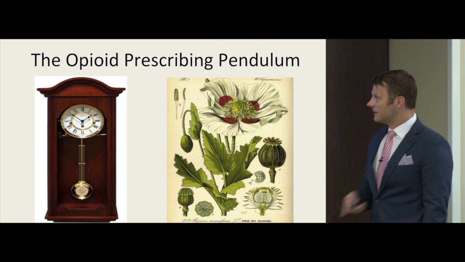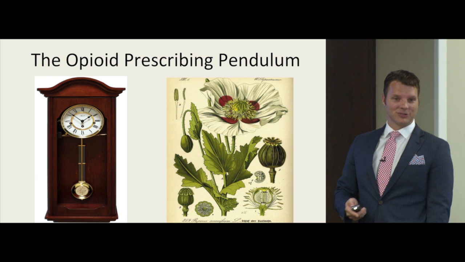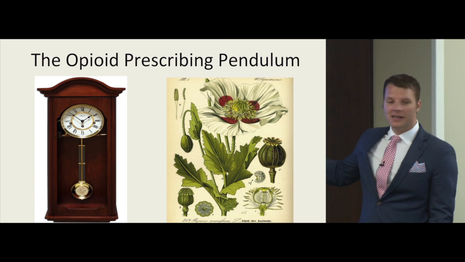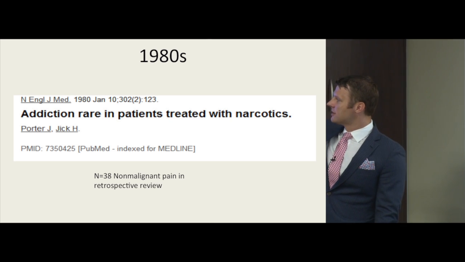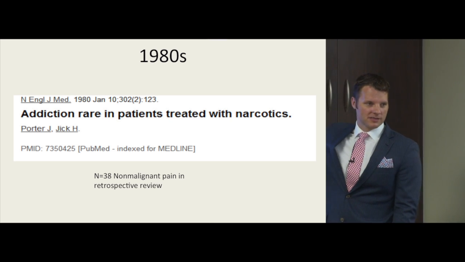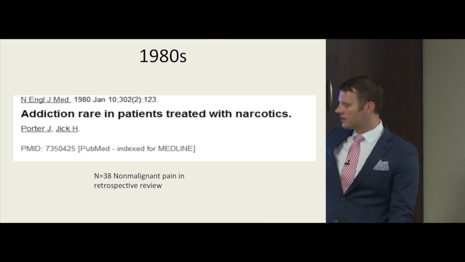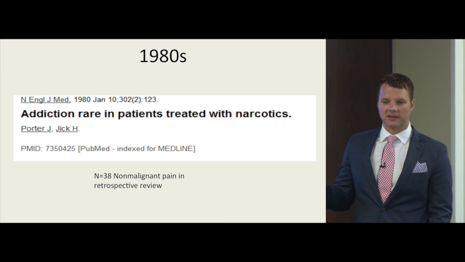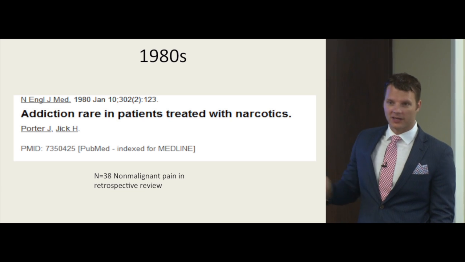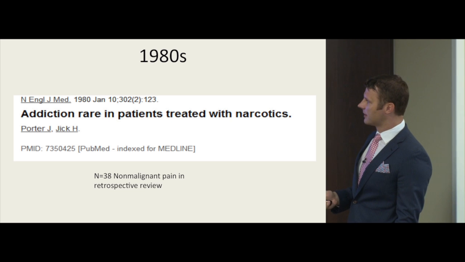So there's the poppy seed, and let's just take 5 minutes for the journey over the last 30 years of where we're at. In the 1980s, there's a paper published in the New England Journal, "Addiction is Rare in Patients Treated with Narcotics." This is a small study, N equals 38, and they basically said patients don't get addicted if you give them some sort of chronic pain opioid medication, not necessarily all medication, but opioid medication.